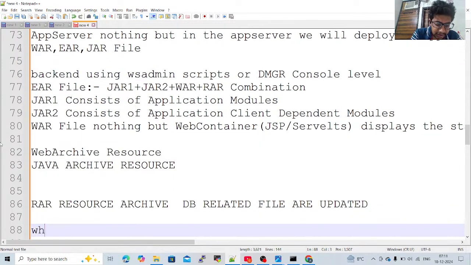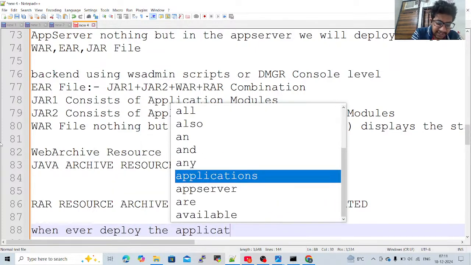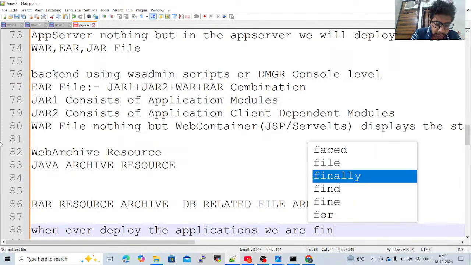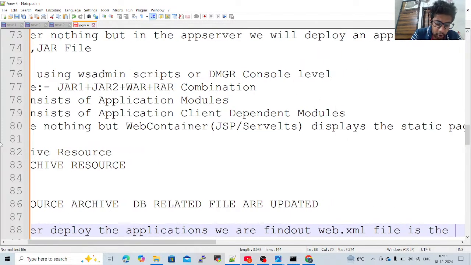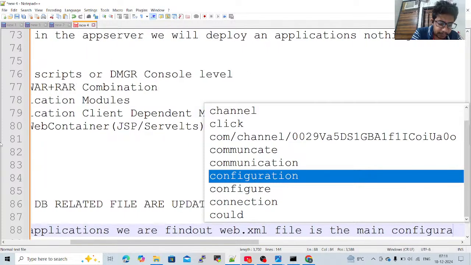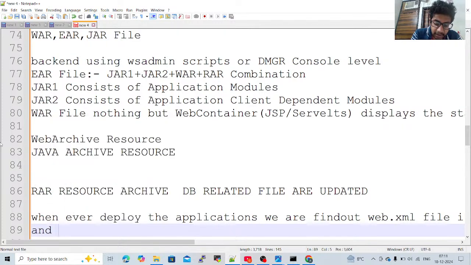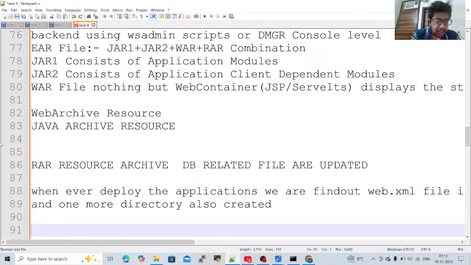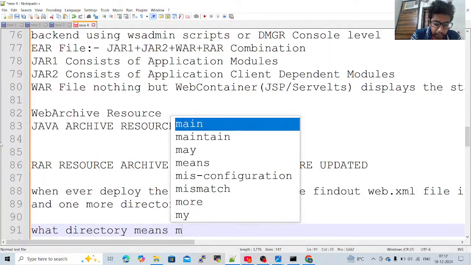Whenever we deploy the applications, we find web.xml is the main configuration file, and one more directory is also created. This is one of the certification questions. What directory is it? The monitor directory is created.